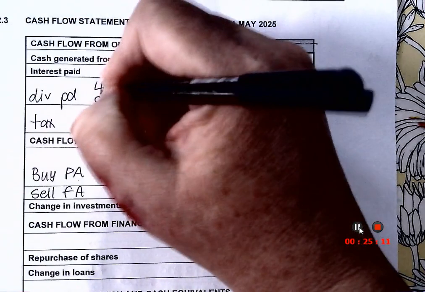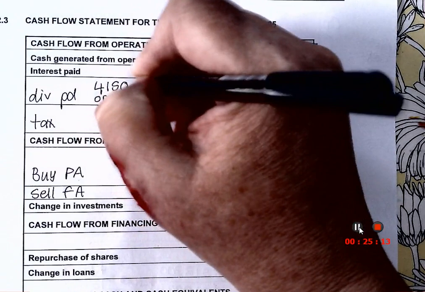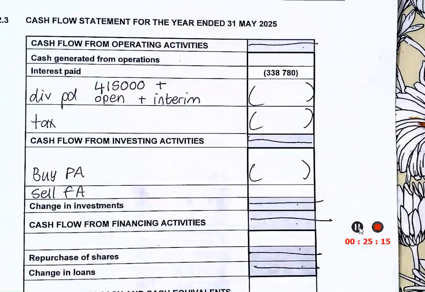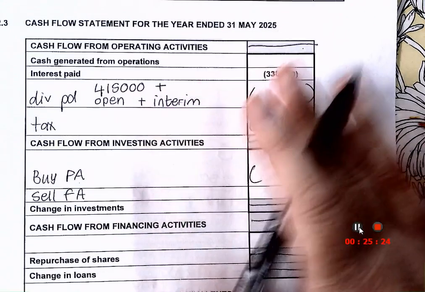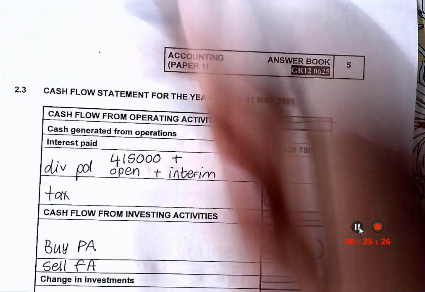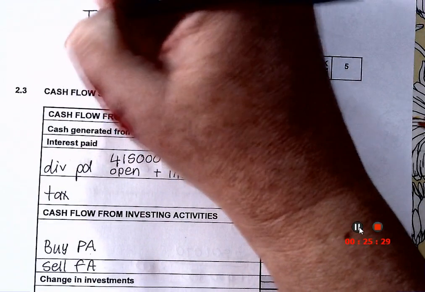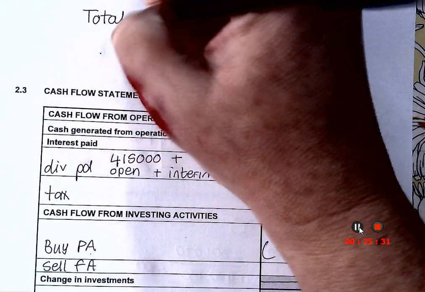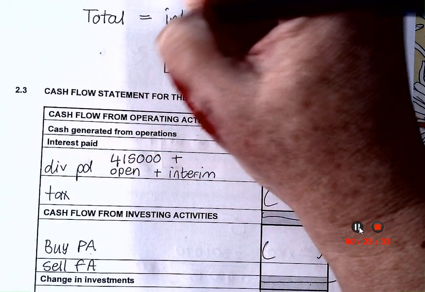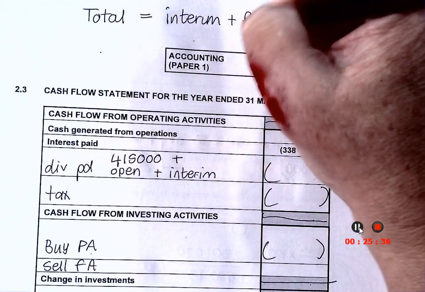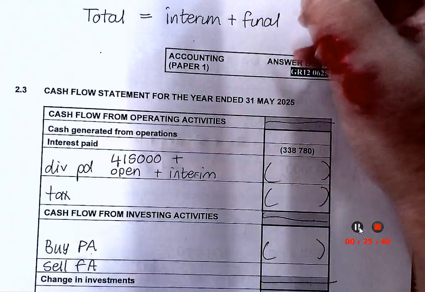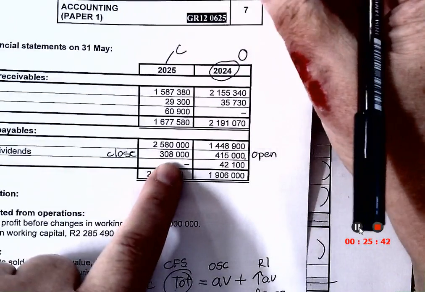Everybody can do that. But now comes the interim. And how are they going to ask me the interim? That is the question. Okay. So the interim, always remember, the interim is part of, if I have a total, it consists of the interim and the final. Now remember, I already got the final because the final is that closing one, 308.